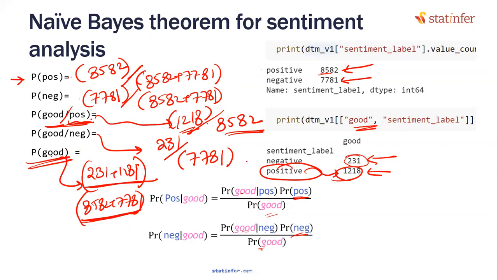So overall, whether it is positive or negative, in the numerator you will write 231 plus 1218, and in the denominator 8582 plus 7781. Do you agree with that point? Yes, sir.